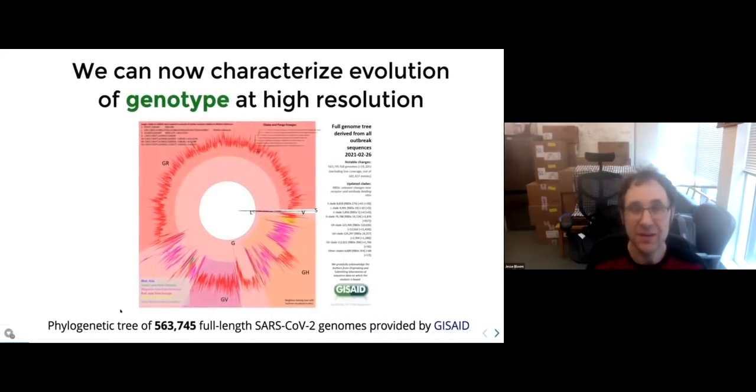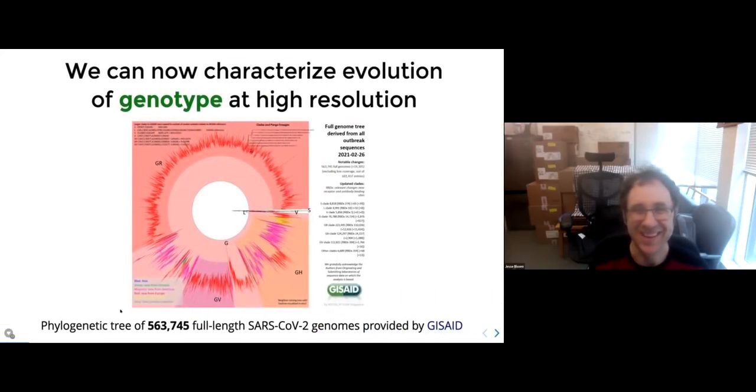So in the 55 years since that study was done, we've now gotten super good at characterizing evolution in terms of genotype. And we've gotten, in fact, so good at doing this that most people have forgotten that evolution even ever used to be studied any other way. So for instance, you can go to GISAID and you can download almost 600,000 SARS-CoV-2 sequences, and you can build these super high resolution phylogenetic trees, such as the one shown here, which tell you how all these viruses are related at the level of genotype.